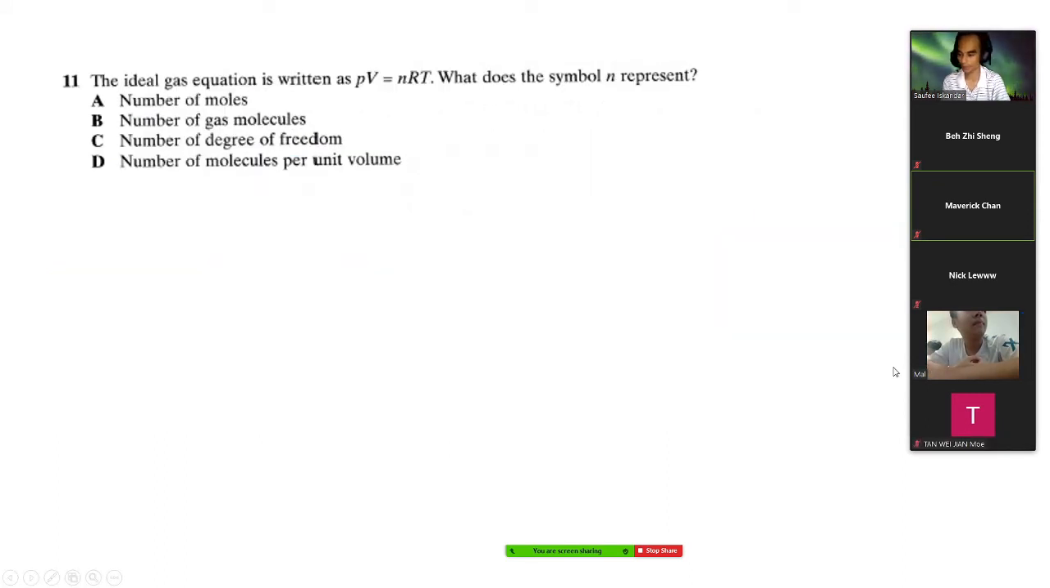Next, number 11. Ideal gas equation written as PV equals nRT. The symbol n, of course, is answer A, B, C, D. A. A is the number of moles. PV over RT is the number of moles.